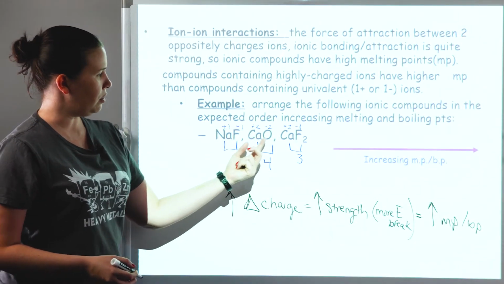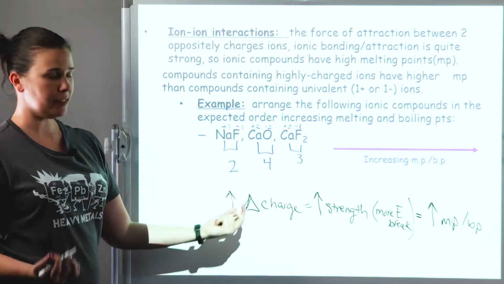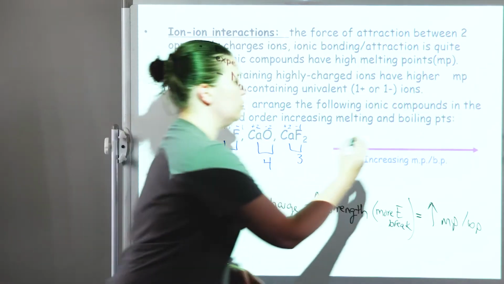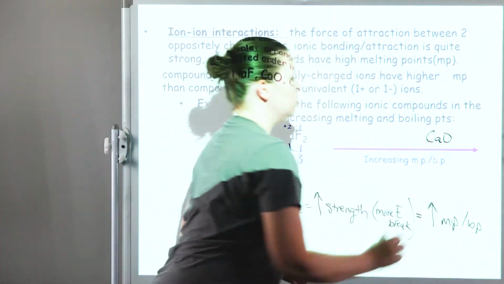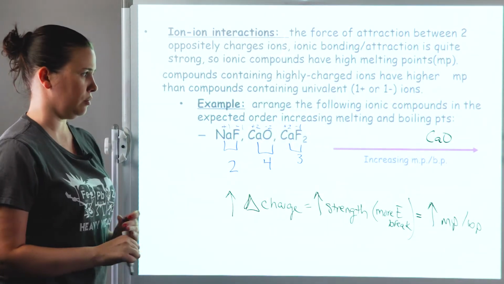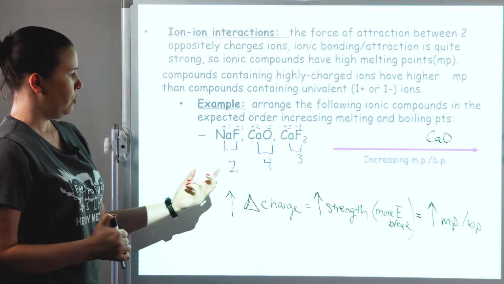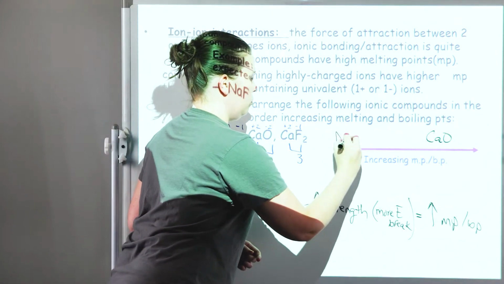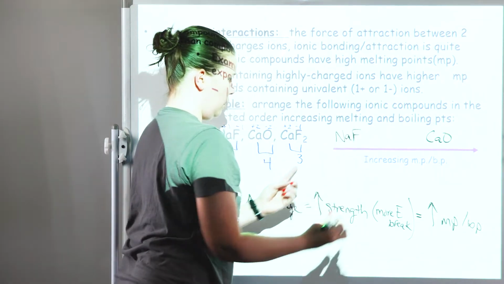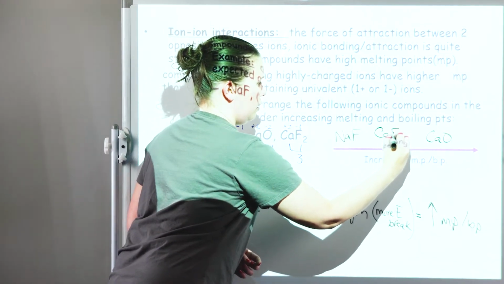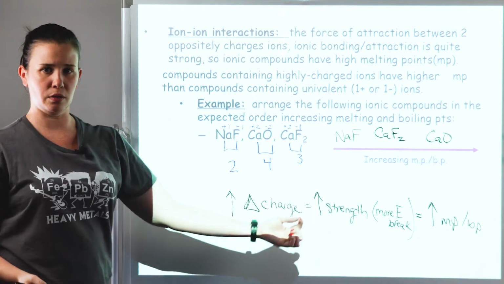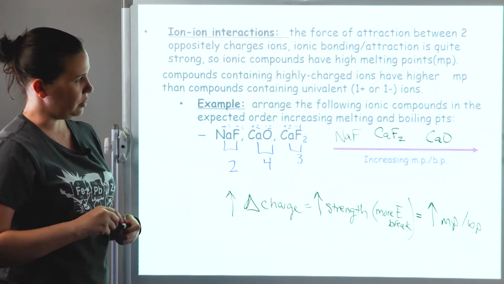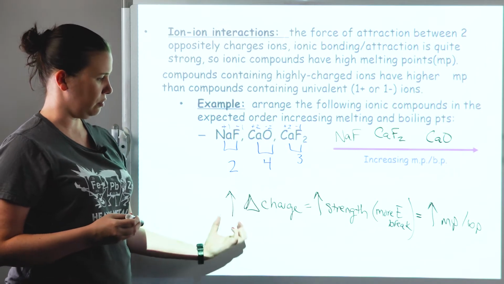So of my 3 compounds here, the highest melting and boiling points would come from the difference of 4. So CaO would have my largest melting point or boiling point. The lowest one here would be NaF with only a difference of 2. And then CaF2 would be in the middle with a difference of just 3. So we can look at the strength based on the difference in charge.